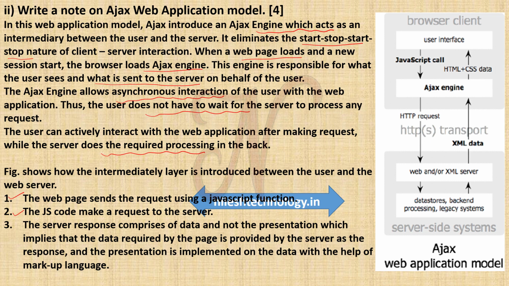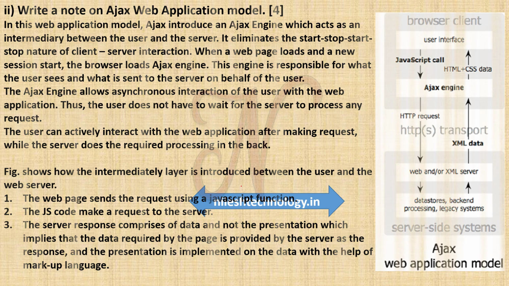Okay, so see here, the web page sends the request using a JavaScript function. The JavaScript code makes a request to the server, and the server's response comprises data and not the presentation, which implies that the data required by the page is provided by the server as the response and the presentation is implemented on the data with the help of a markup language. So these are some points on the Ajax engine or the Ajax lifecycle. Okay, so explain it properly in the paper.